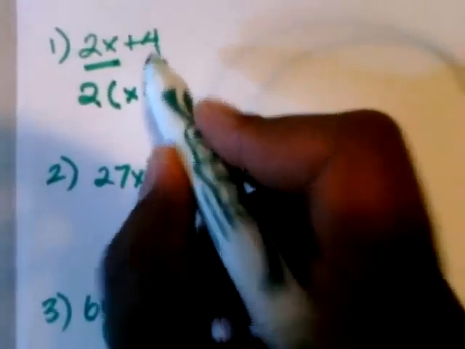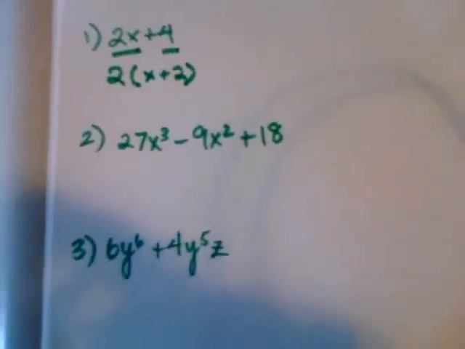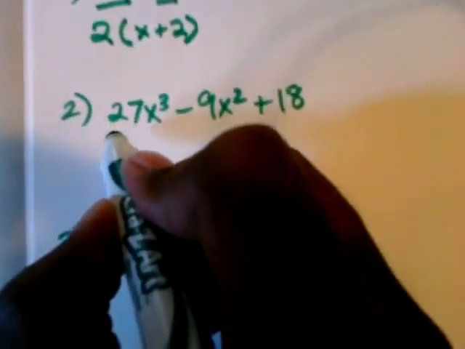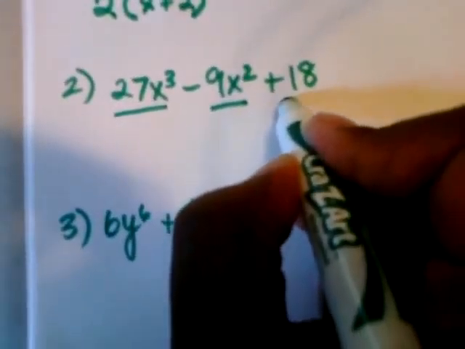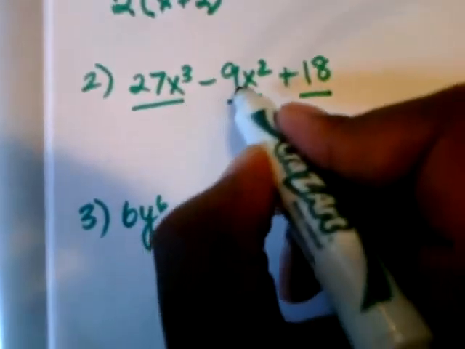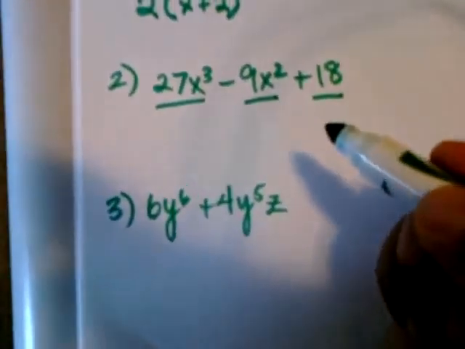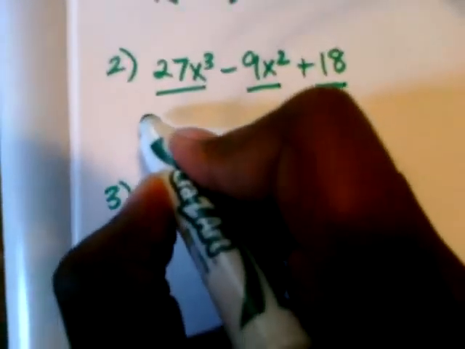Let's try number 2. I'm looking at all three terms. Let's underline our three terms. Here's 1, here's 2, and here's 3. 27, 9, and 18 all have 9 in common. So I'm going to take a 9 out.